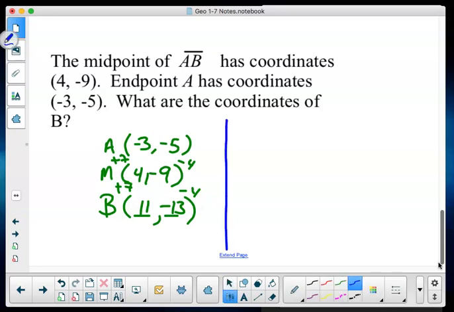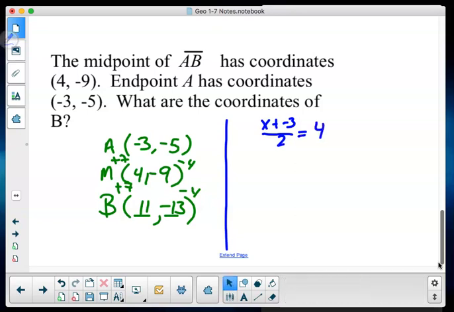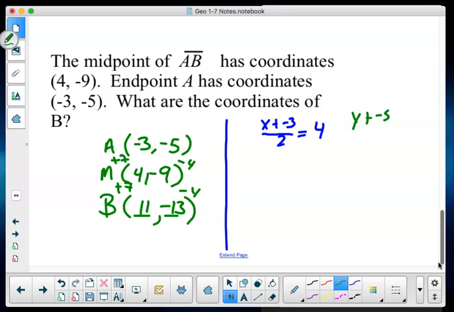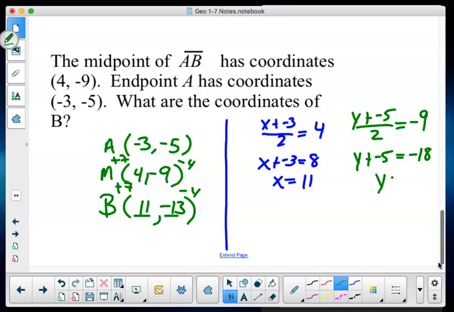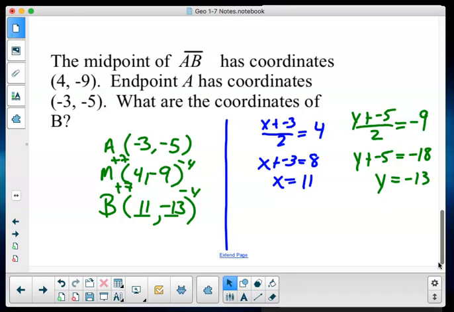Matter of fact, the people who decided to try the formula version of this had x plus negative 3 over 2 equal 4. And then they had their y plus negative 5 over 2 equal negative 9. And again, we got to multiply both sides by 2. X plus negative 3 equals 8. And I add 3 and x is 11. Crazy, that's the one that we got there. And I multiply by 2, y plus negative 5 equals negative 18. I add 5 and I get negative 13. That's another crazy one. But here's the thing. You have a choice. You can choose either one. Both work.